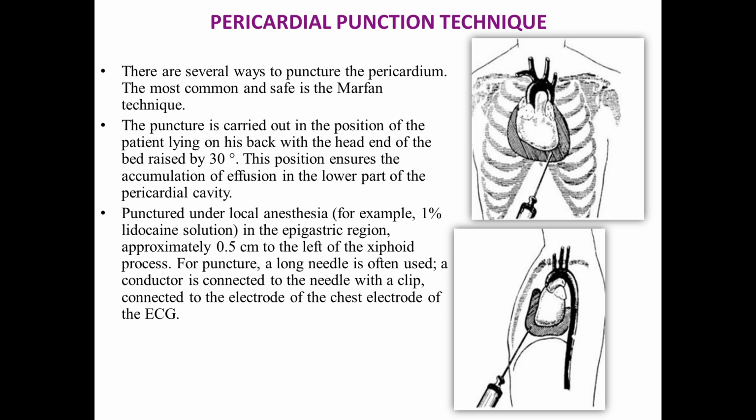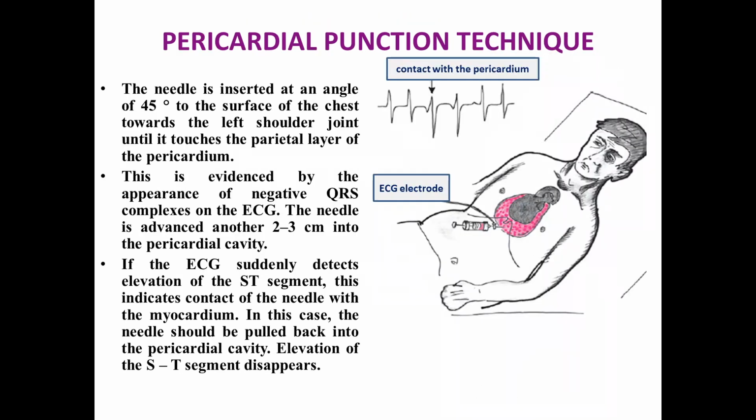with the head end of the bed raised by 30 degrees. Puncture is provided under local anesthesia, and a long needle is often used. A conductor with a clip is connected to the needle and to the chest electrode of the ECG. You see we connect this needle with the chest electrode of the ECG, and by ECG you can control the contact with the pericardium.